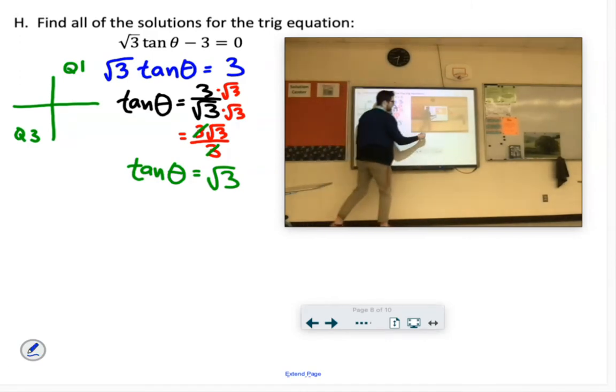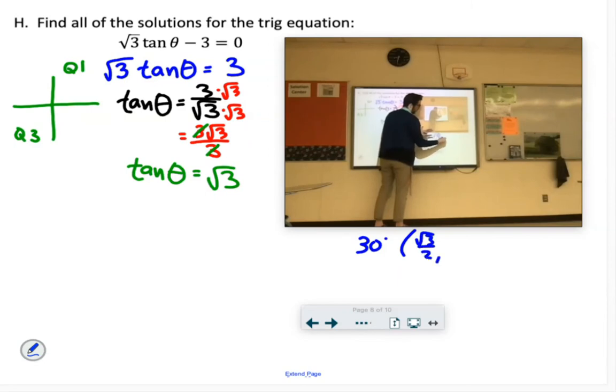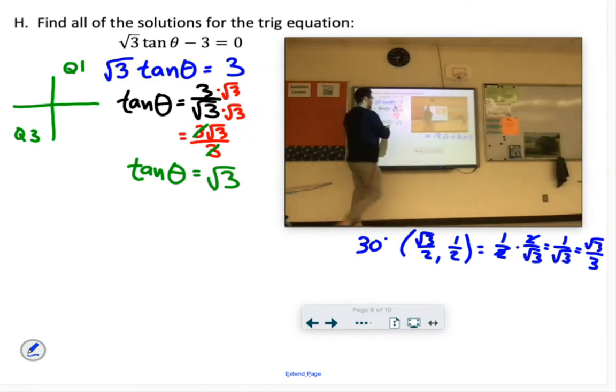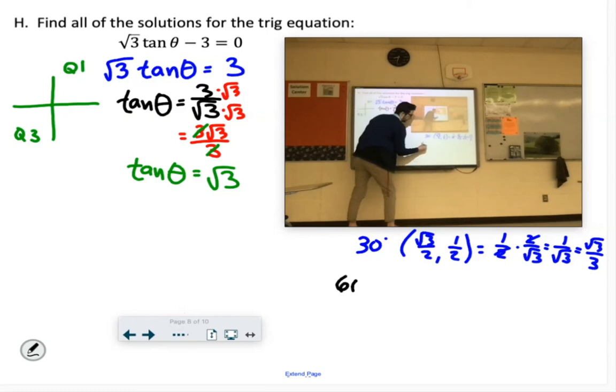If we check what tangent of 30 degrees is, the x-coordinate is √3/2, and the y-coordinate is 1/2. If you're doing y divided by x, you're doing 1/2 divided by √3/2, which is really times 2/√3. 2's cancel. You got 1/√3, which is √3/3. And that's not what we have. We just need it to be regular √3. So right there, you would know that it's the 60-degree reference angle.